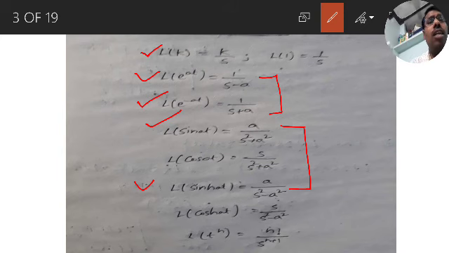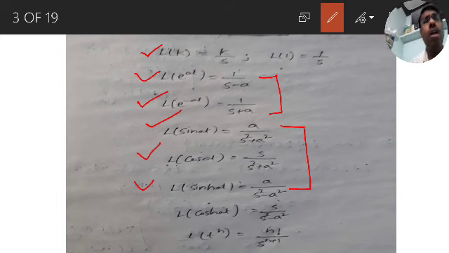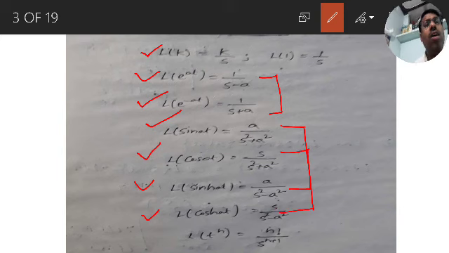L of cos at is s by s square plus a square. For cos, always s comes in the numerator, and cosh at is s by s square minus a square. So you can see this for cos at and cosh at.